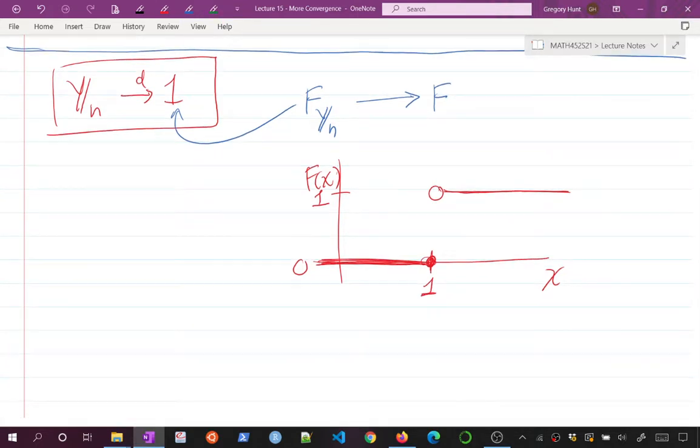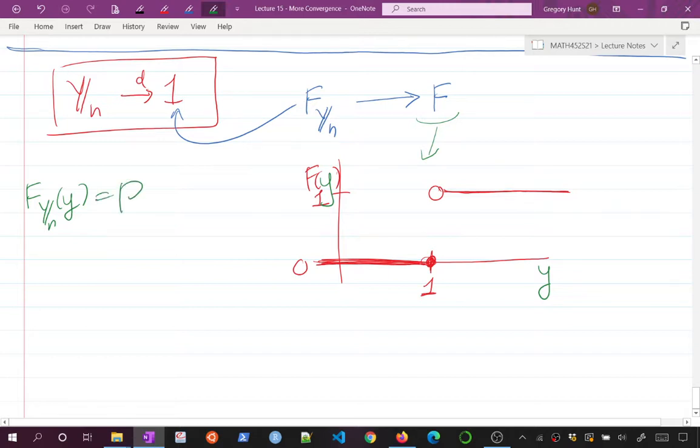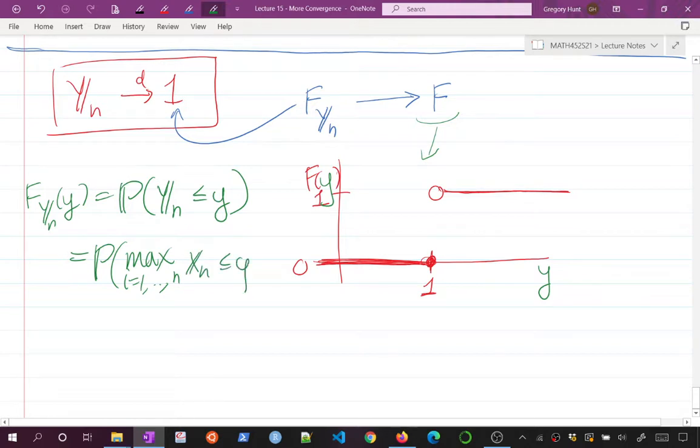We need to get the CDF of the Yn. So let's get F of Yn, let's say at some value little y. And I guess for continuity, we could call this F of little y. Doesn't really matter. So this thing is the probability, right? Our CDF, if you remember, is the probability that Yn is less than whatever value, little y. And we can play our same games. This is the probability that the maximum of our first n X's is less than or equal to little y.